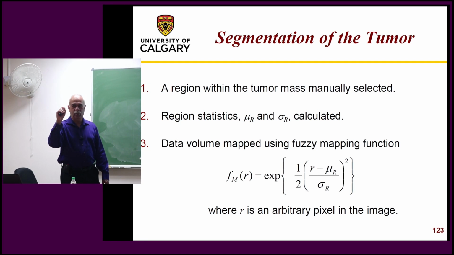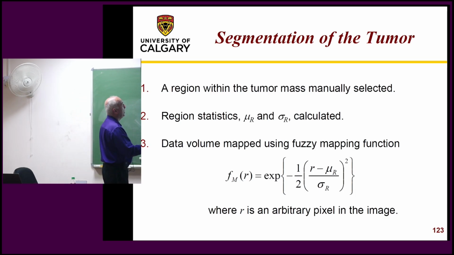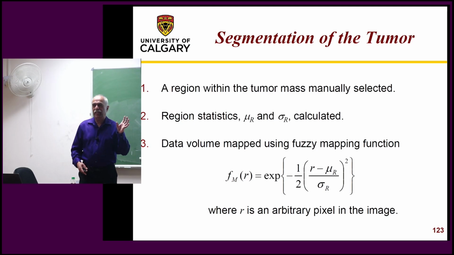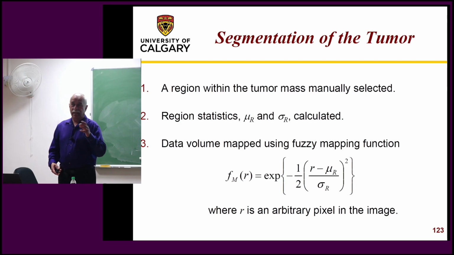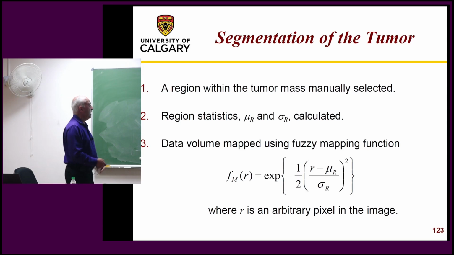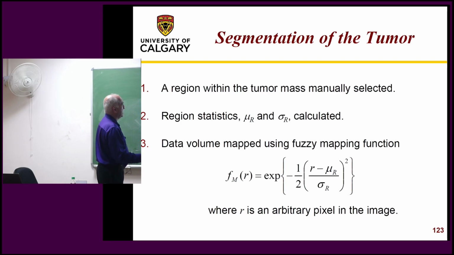If you want, I can just give one seed voxel, but it is better to give a region so we can compute the mean and standard deviation. But in a heterogeneous tumor, the mean and standard deviation may not mean much if you include various types of tissues. The fuzzy mapping function, we have seen this before.